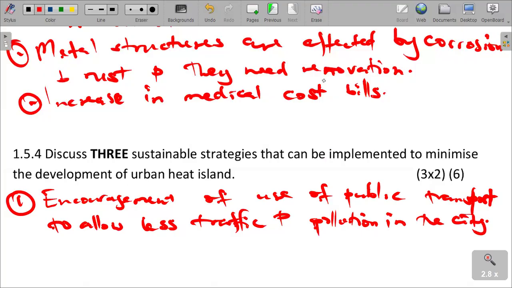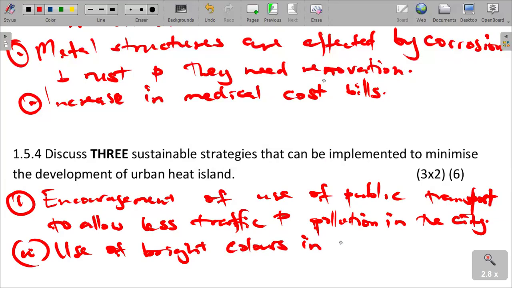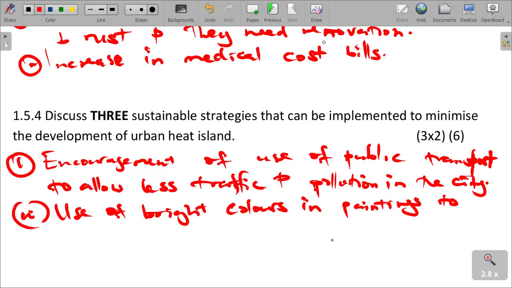We talk about the use of bright colors in paintings to minimize heat, to minimize absorption of heat.